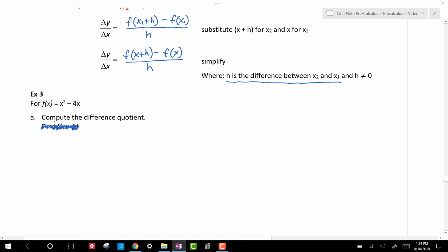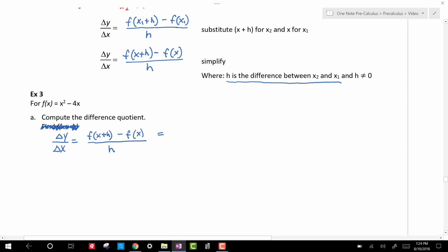What does that mean to do? It means that I want to do delta y over delta x, which means I'm going to compute f of x plus h minus f of x all over h. Now, here's the thing. I don't know what h is, so I have nothing to plug in for that. I already know what f of x is. It's x squared minus 4x, so I have nothing to plug in there other than x squared minus 4x. What I need to compute is f of x plus h, and that's exactly what I'm going to do.